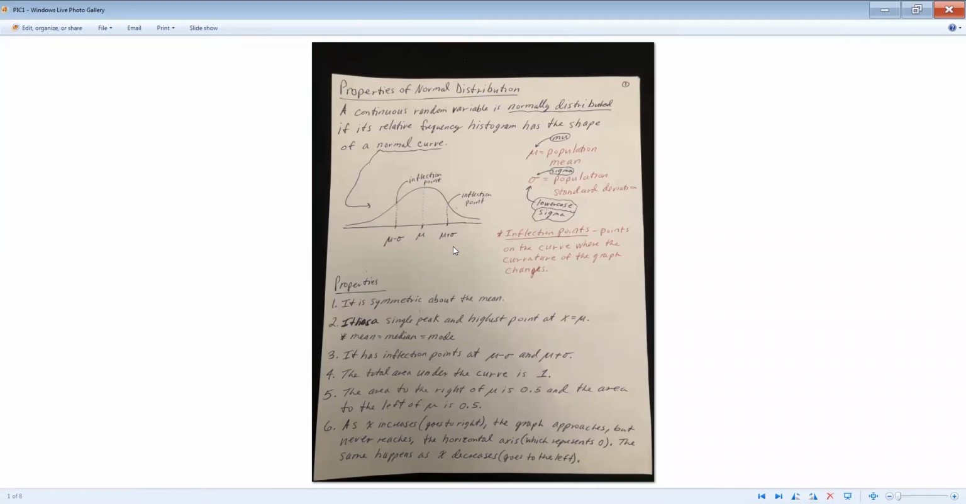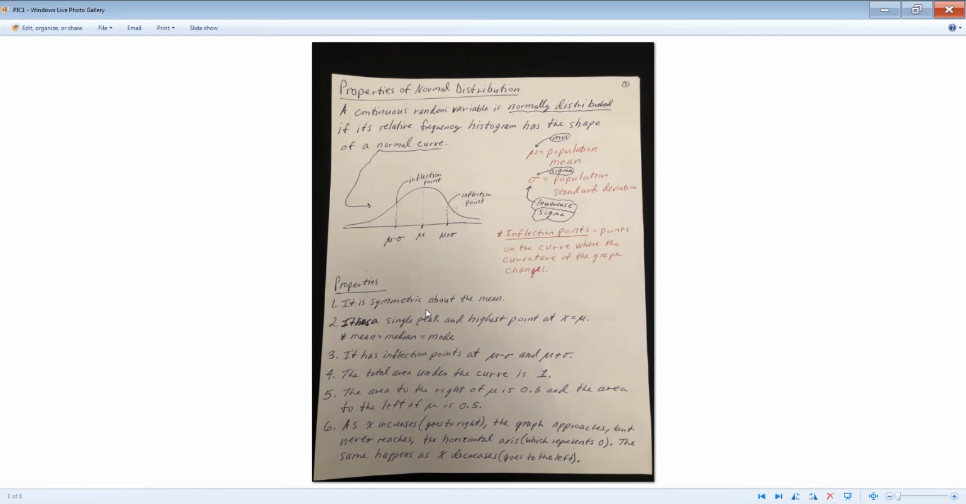When you add a standard deviation to the mean, it gives you an inflection point that's on the right of it. When you subtract a standard deviation from the mean, that gives you an inflection point on the left of it. Inflection points are just points on the graph where the curvature changes. So in other words, it goes from concave up to concave down or vice versa.